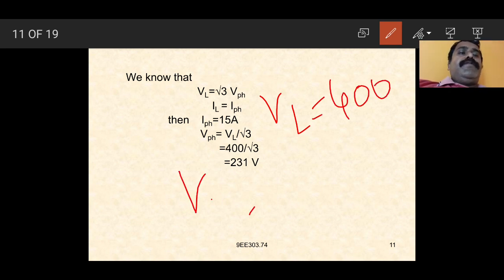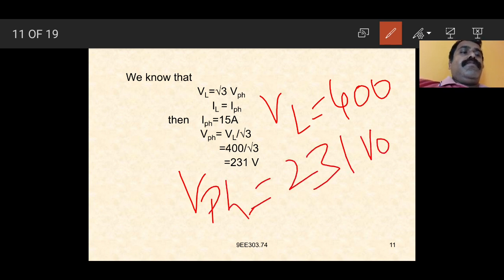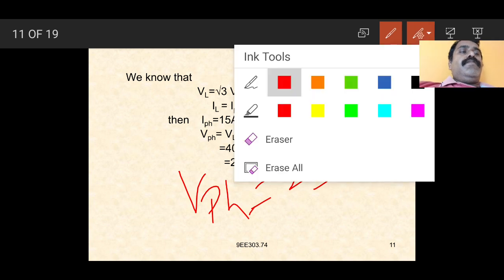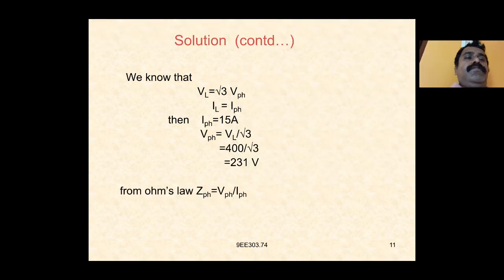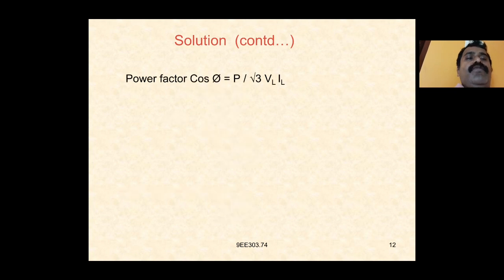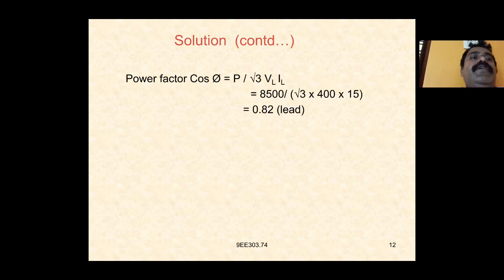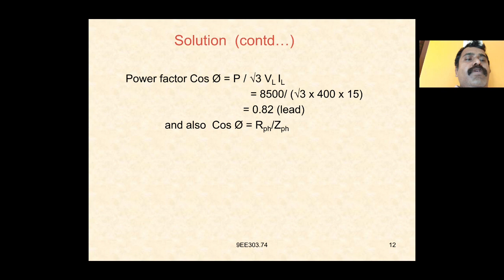Then we can express V phase as equal to 231 volts. Again from Ohm's law, Z phase is equal to V phase by I phase. So 231 by 15, which is 15.4 ohms. Power factor cos phi is equal to P by root 3 VL IL. So power factor is equal to the given 8500 watts divided by root 3 into 400 into 15, which is equal to 0.82 lead. Also cos phi is equal to R phase by Z phase.